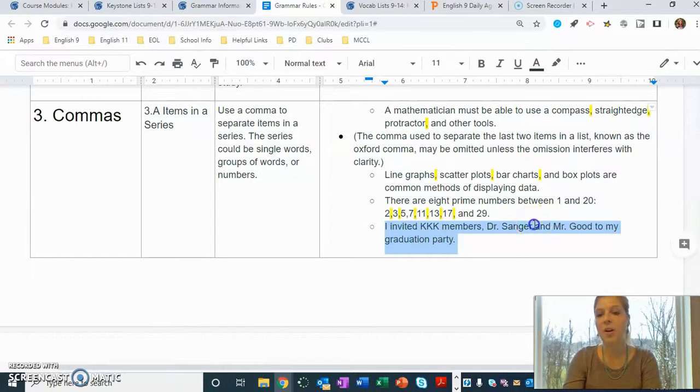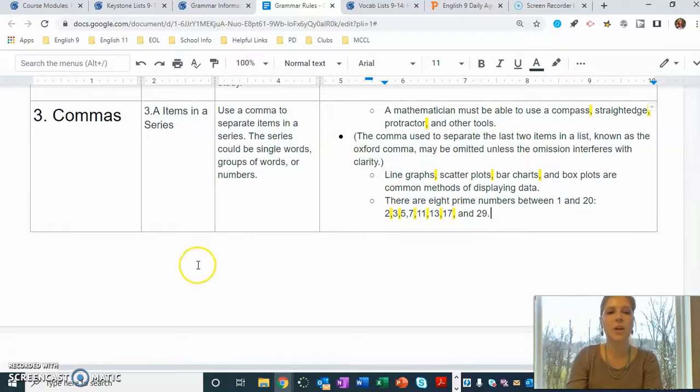So without that comma before the final item in your list, it looks like Dr. Sanger and Mr. Good are KKK members. But in fact, you're trying to say that I invited a couple KKK members, I invited Dr. Sanger, and then I invited Mr. Good. So in situations like that, the Oxford comma is necessary. So I would just urge you to pretty much always use it. Alright, B.